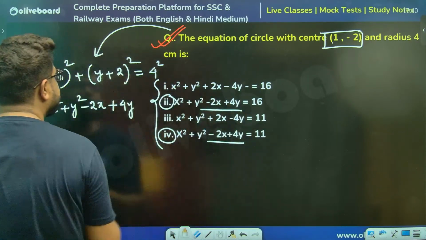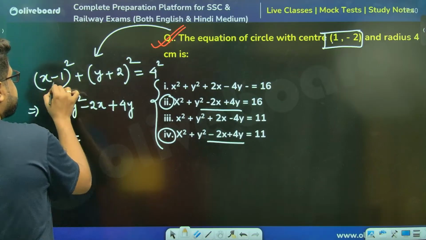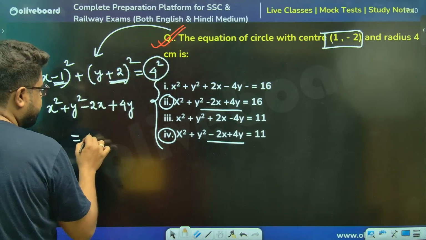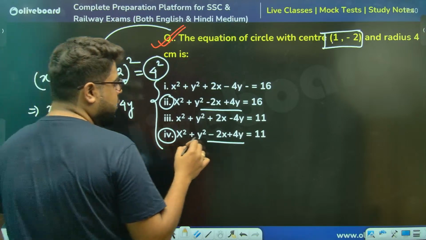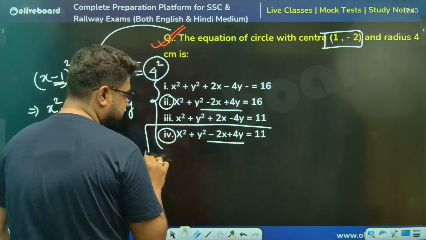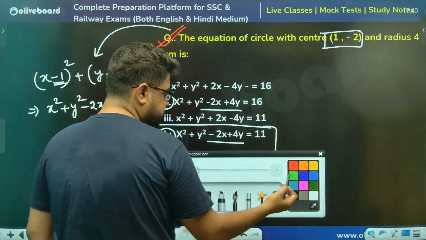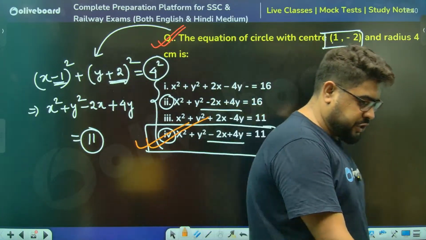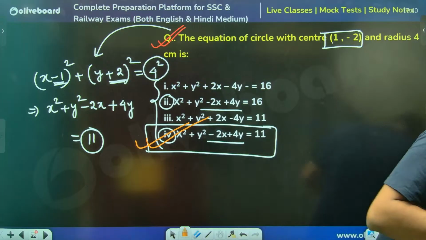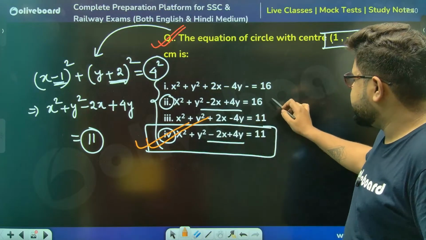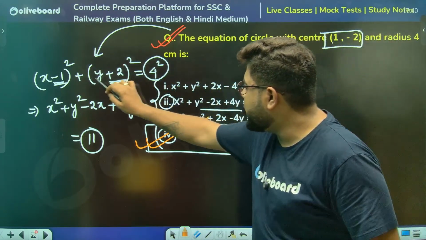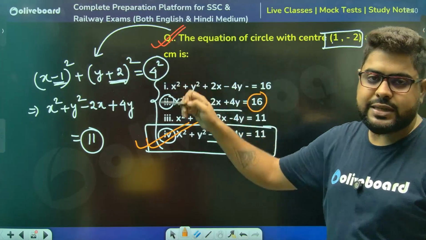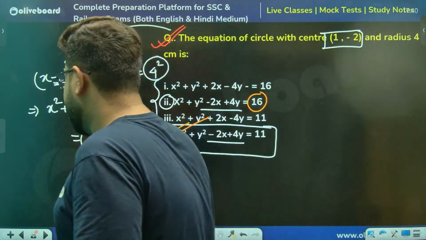Now everything depends on the constant. This is 1, this is 4, and this is 16. 16 minus 5 means 11. So equal to 11 means option 4 is the correct answer. It's option number 4, not 2. You have to calculate this 1 and 4, so that will be subtracted from 16, and 11 will remain.